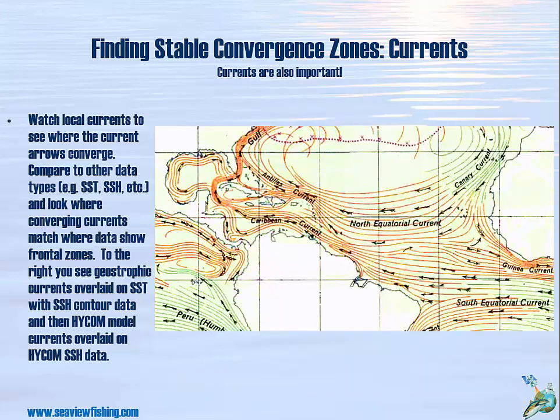Download the geostrophic currents, which are derived strictly from the sea surface height anomaly data, as well as the model-derived currents, such as the HYCOM currents, and overlay them on top of different data types such as sea surface temperature, sea surface height anomaly, and plankton imagery. Compare the ocean arrows to these other data types and look where converging currents match, where other types of data show possible convergence or frontal zones.